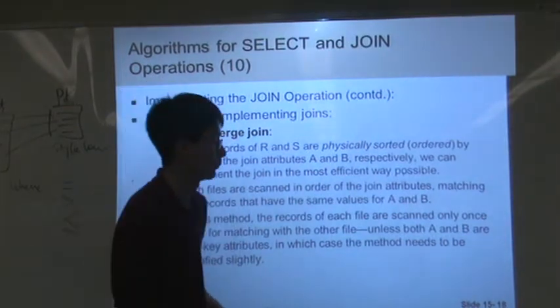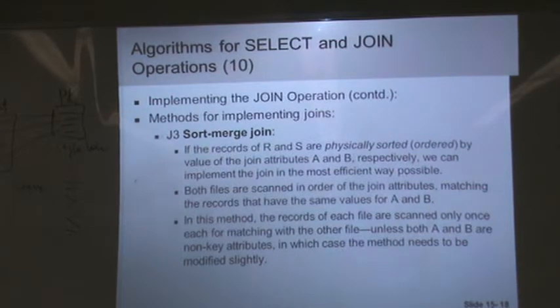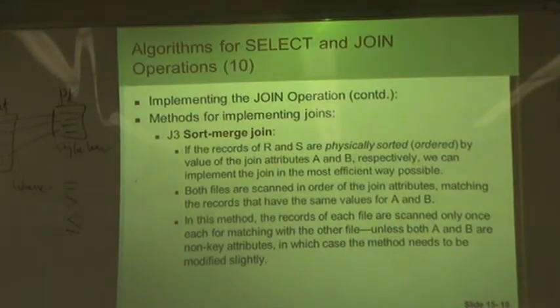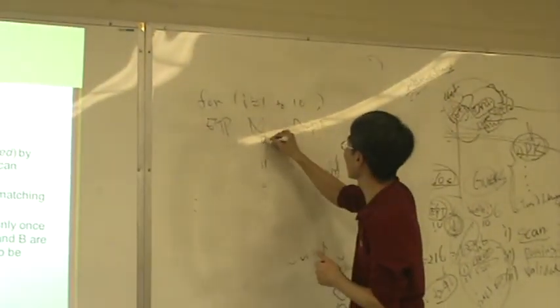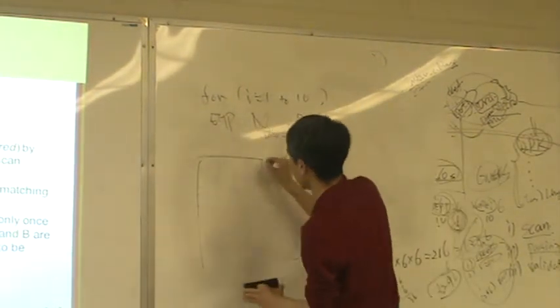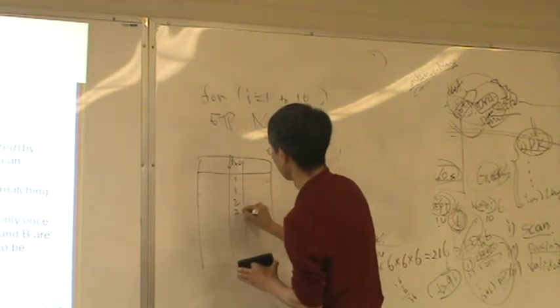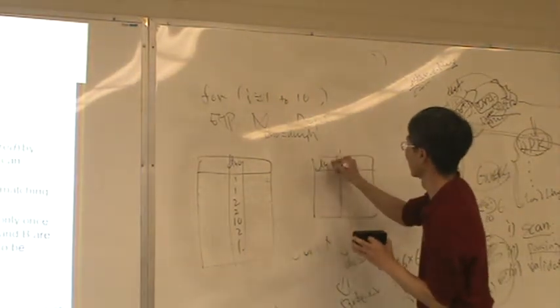Sort merge. Sort merge join means sort and merge. Probably you already know such a sorting mechanism. So let's say we join employee and department on D NO equal to D number. So we have employee, D NO, and we have department number.